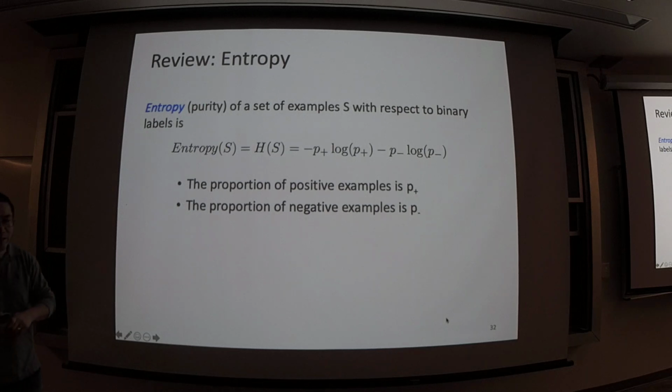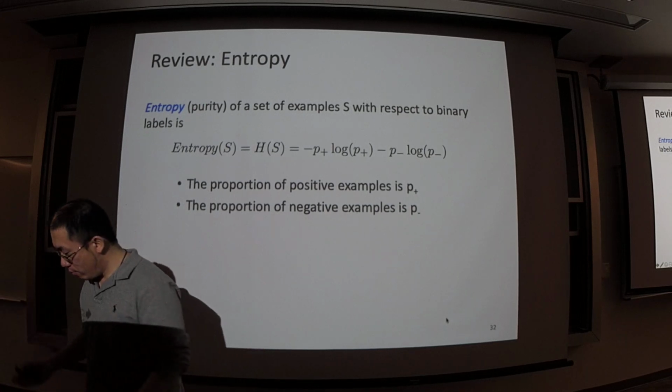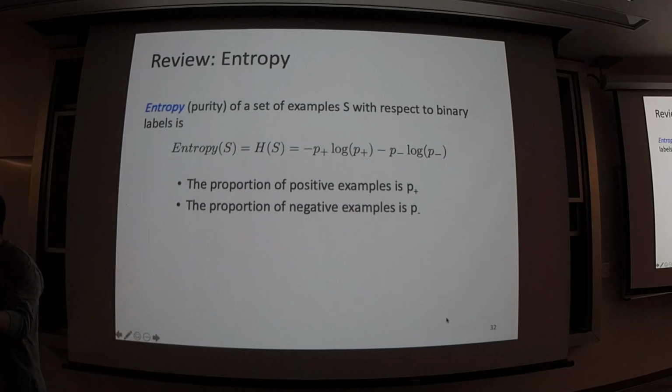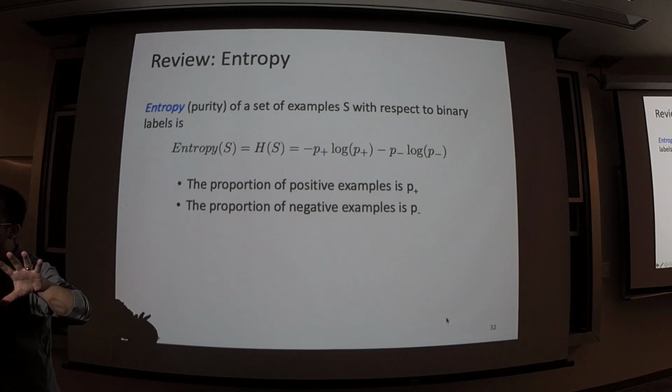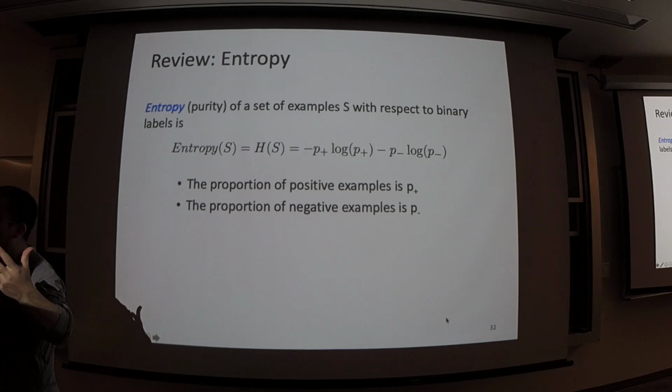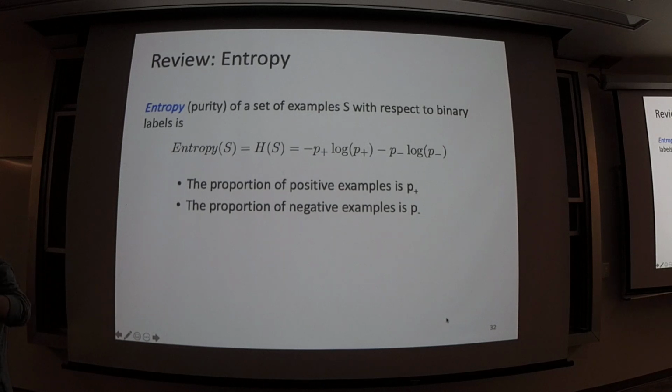So you can imagine that if my set of examples is purely labeled, with just one label, then I can pick any example and say, oh, it's a positive label. That means I don't have any uncertainty about the labels in your examples. That means when your data set is the purest, your uncertainty is the smallest, right?